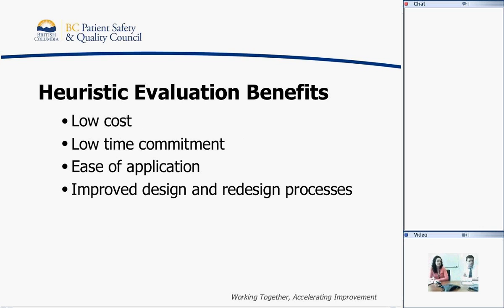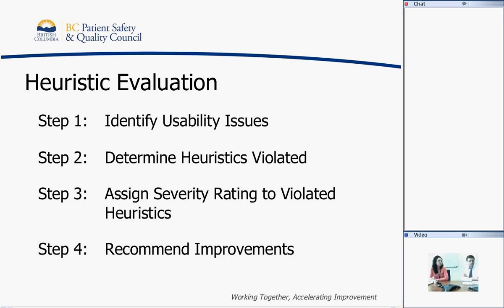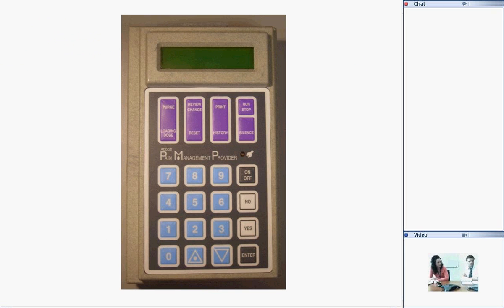And the benefits of this is that it's rather low cost and low time commitment. It's easy to apply, and it helps in improving design and redesign. So we're actually able to specify to the vendor some of the concerns that we have. And so this was the flow that we followed. We identified the issues. We determined what heuristics were violated. We assigned severity ratings, and then we made recommendations for improvement. So I'm going to show you an example.